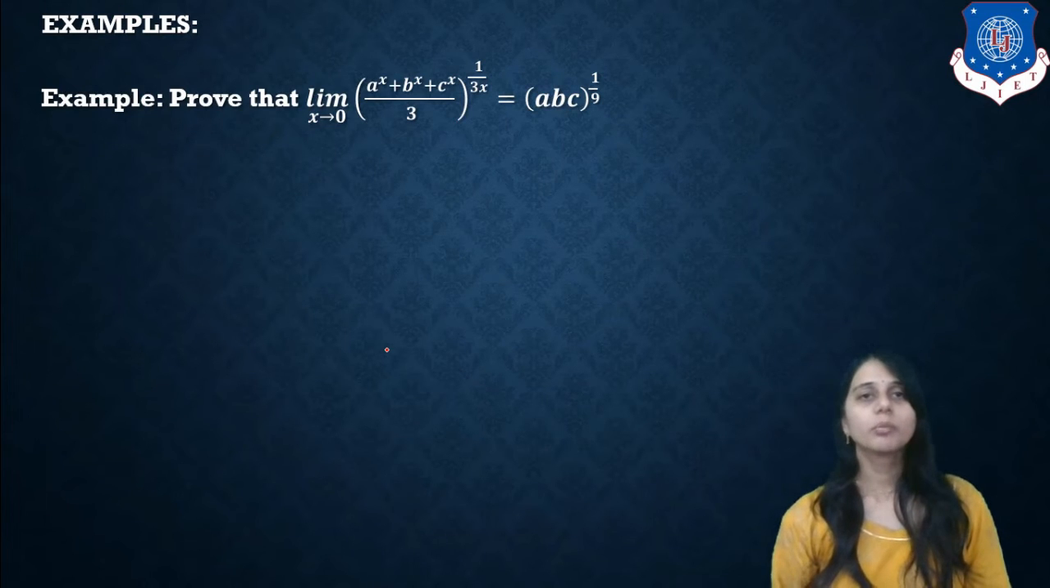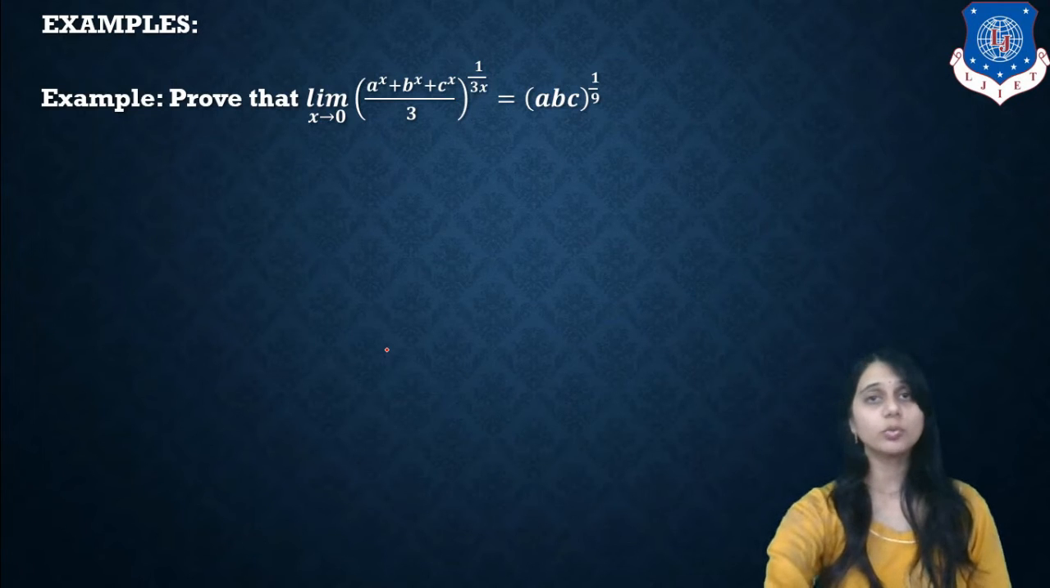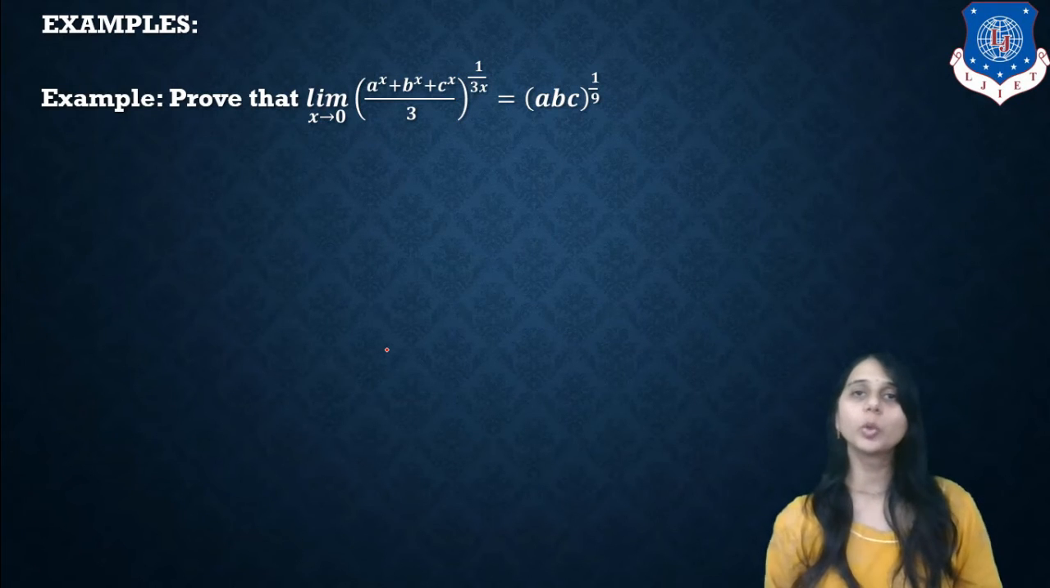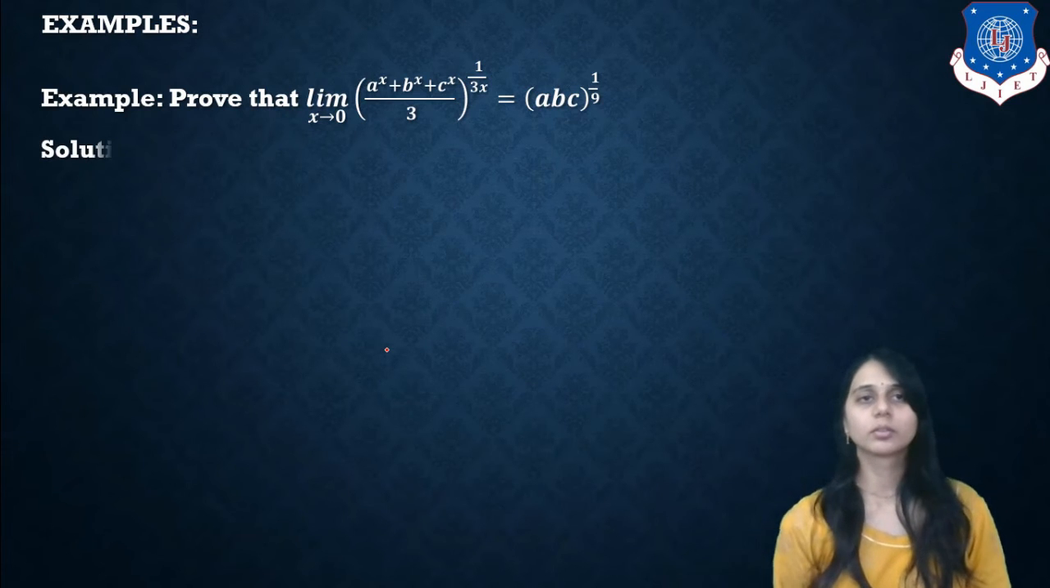Example: prove that limit x tends to 0 of ((a raised to x plus b raised to x plus c raised to x) upon 3) raised to 1 upon x equals (a b c) raised to 1 by 3.